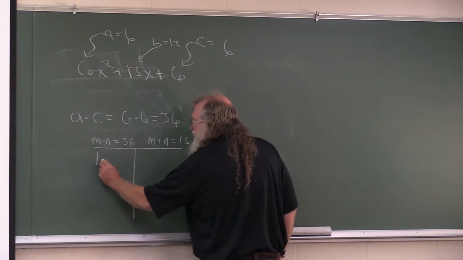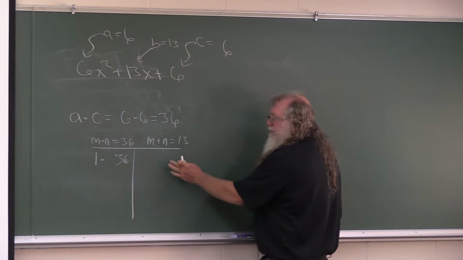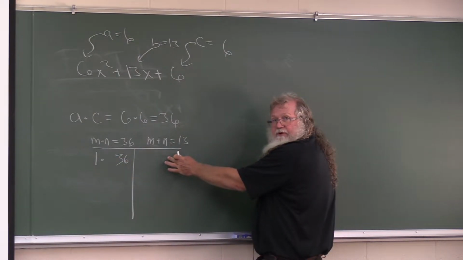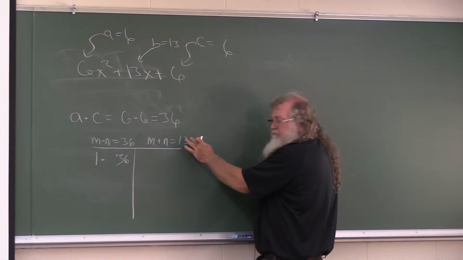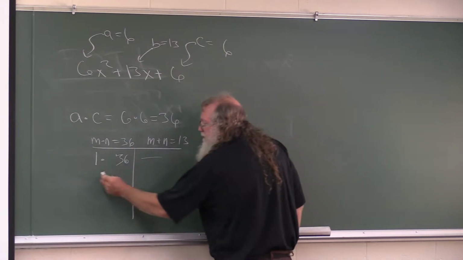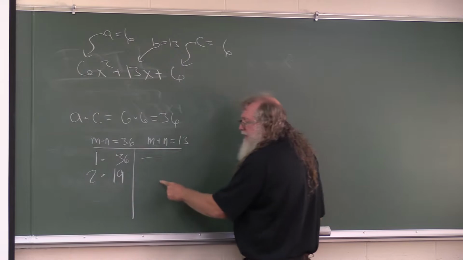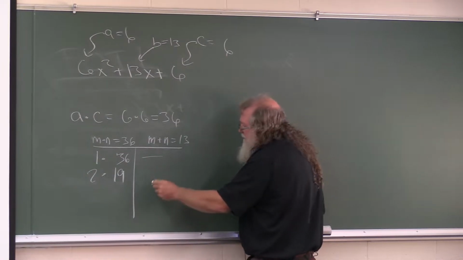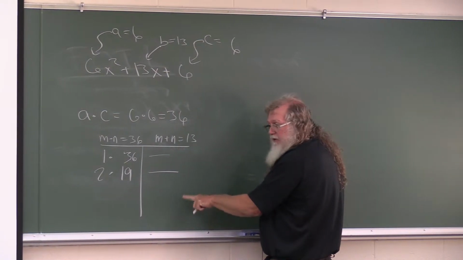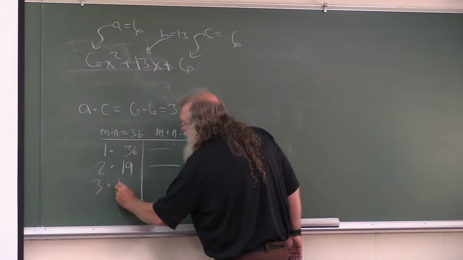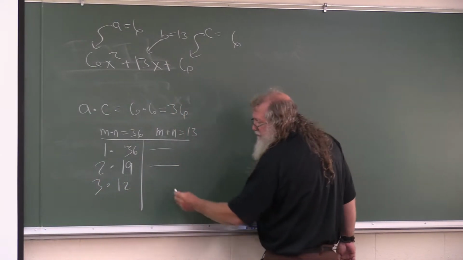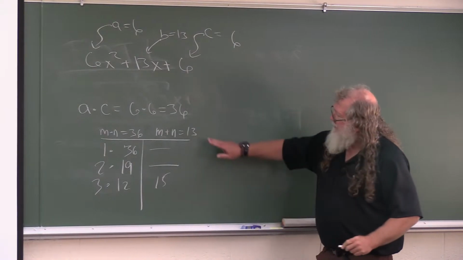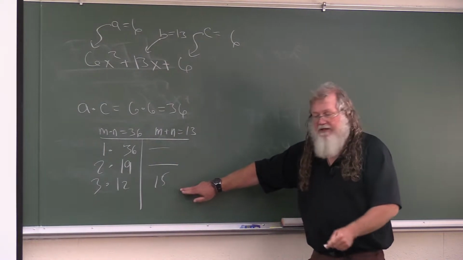So I could do 36 as 1 times 36. What do those add up to? 37, right? Is that 13? No. I usually don't even write it out. Then what? 2 times 18, those add up to what, class? 20. That's too big. Notice we're getting smaller though. 3 times 12, what do those add up to? 15. We're getting closer, so I'm feeling like maybe I'm getting there.